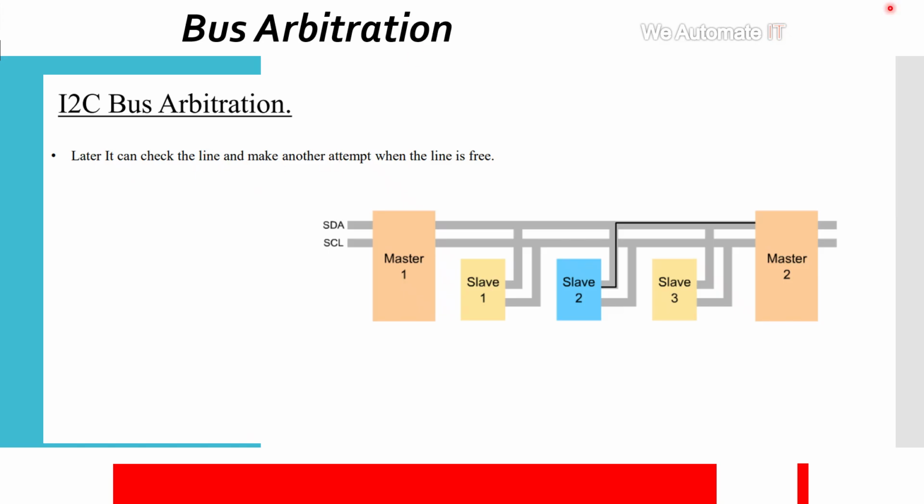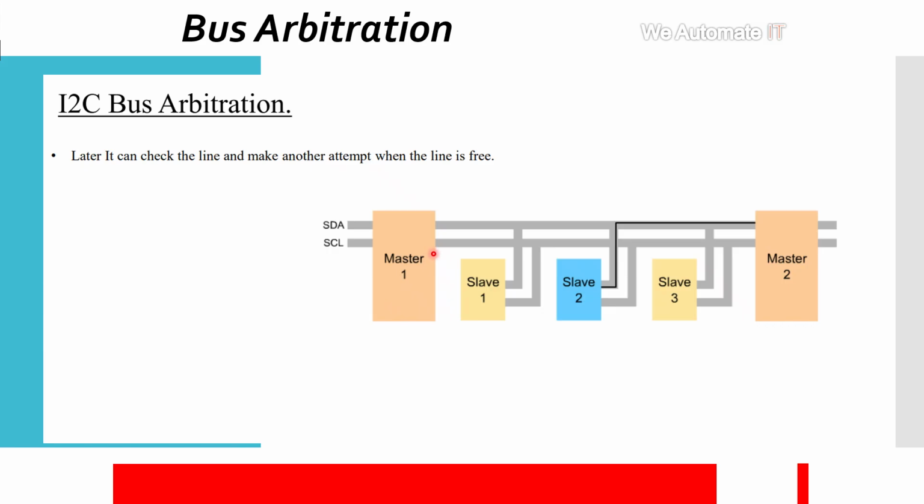While the wire is busy with sending other data from master to slave, which has acknowledgement data, if it does not get the acknowledgement or it only receives a NACK, then it should wait for the next attempt, checking the line to see whether it is free. So that is what is given here. Later it can check the line and make another attempt when the line is actually free.